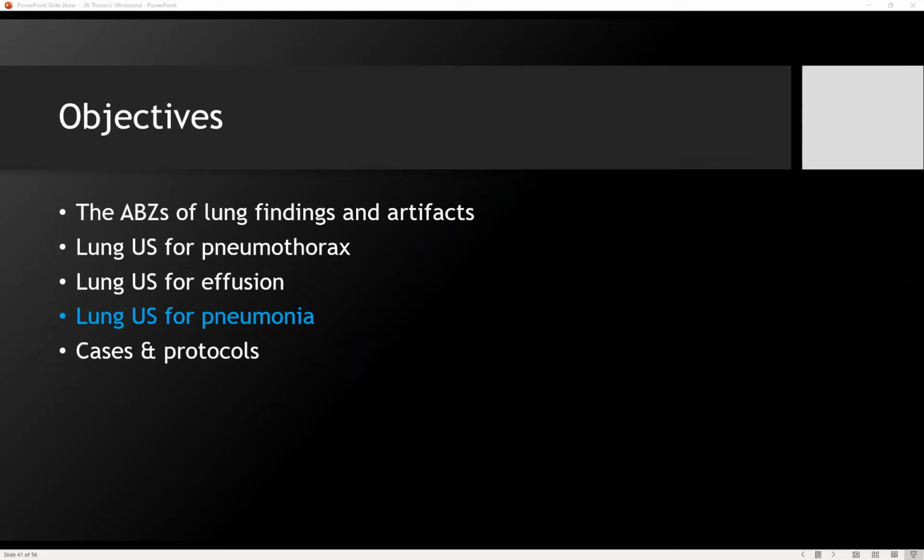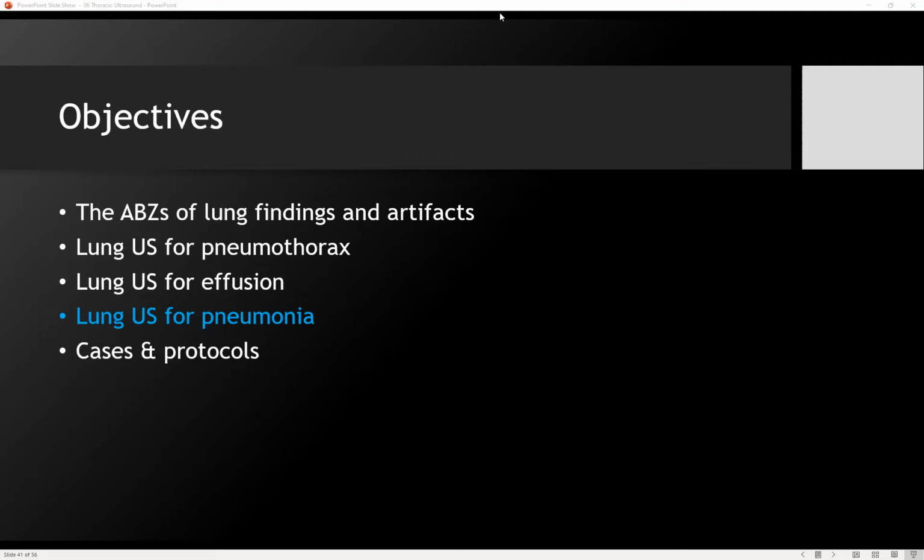Hey, Jonah. Yeah, Brian again. I don't know if you're going to go on to this, but at least in my experience, what preset you're on matters a lot for the quality of your images when you're looking for effusion versus pneumothorax and B lines and that sort of thing.